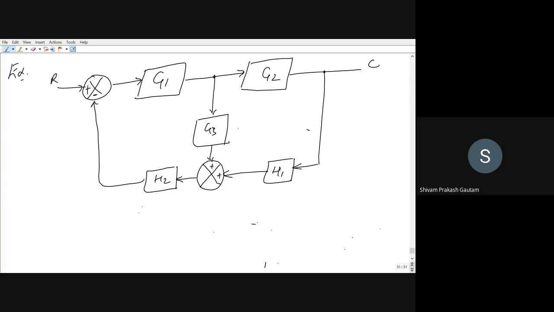Right. We have to find the transfer function, that is C by R. You have to calculate what will be the transfer function of this system.